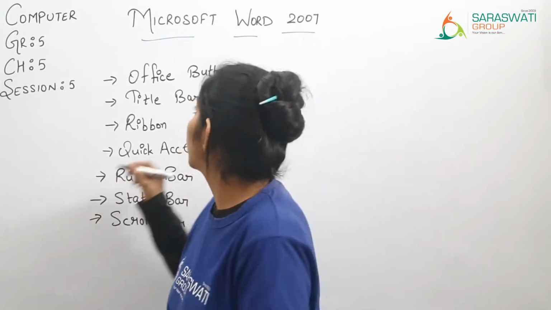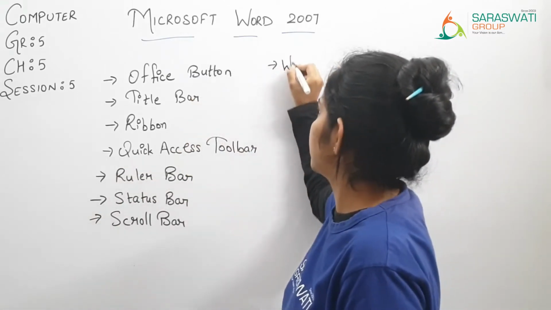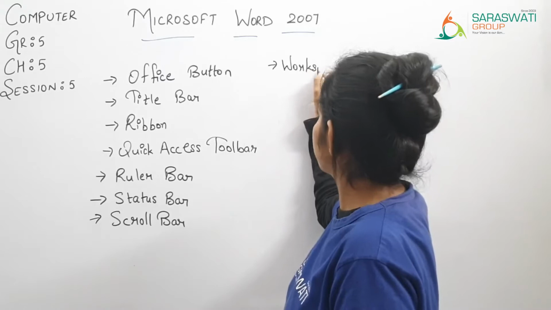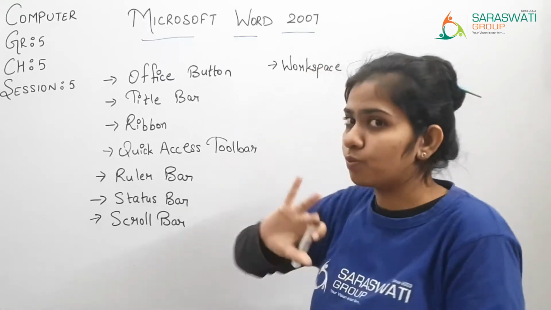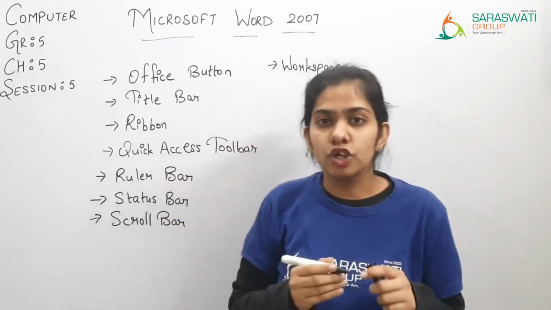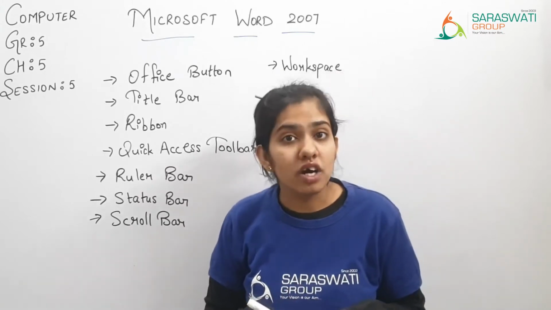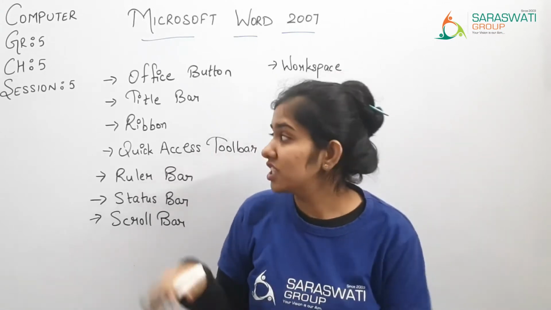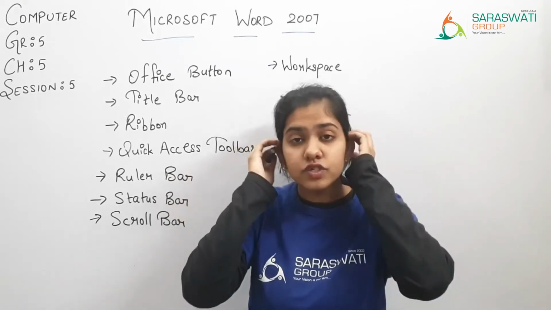And the last one that comes is the Workspace. Workspace means the blank white space which is provided to you to write your document, that is known as the Workspace, right? So these are the components of Microsoft Word.